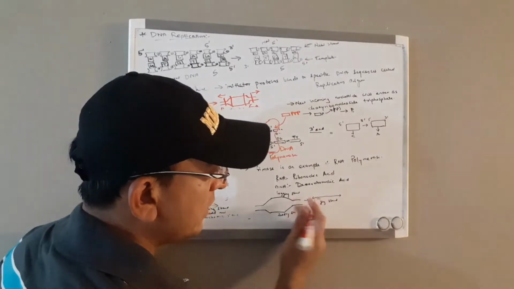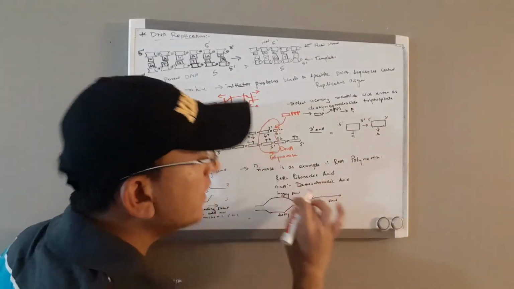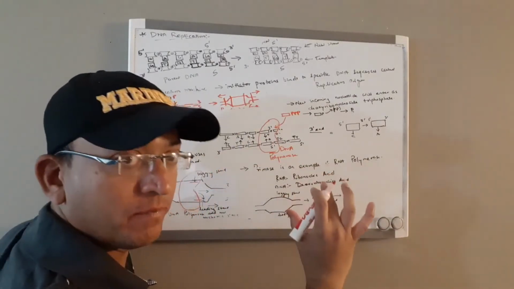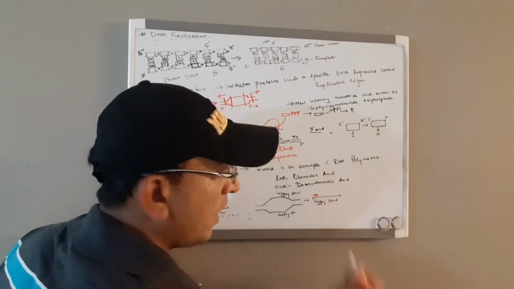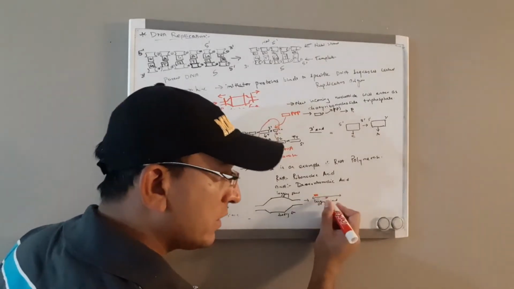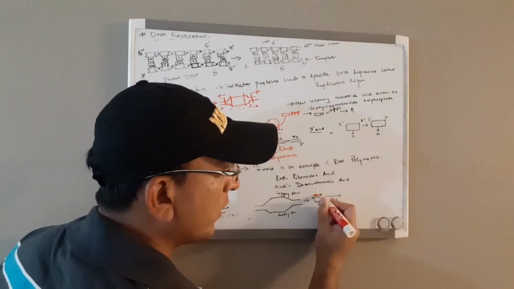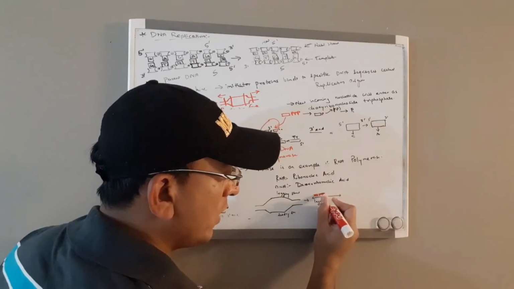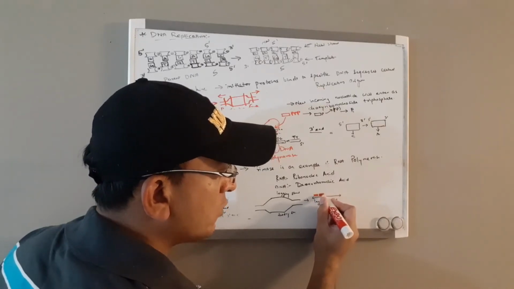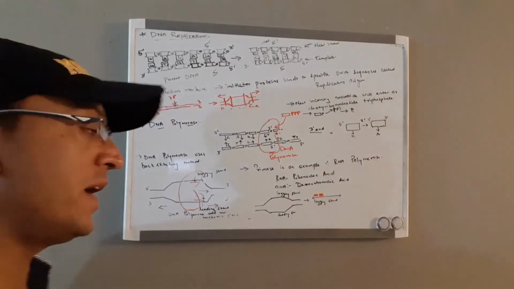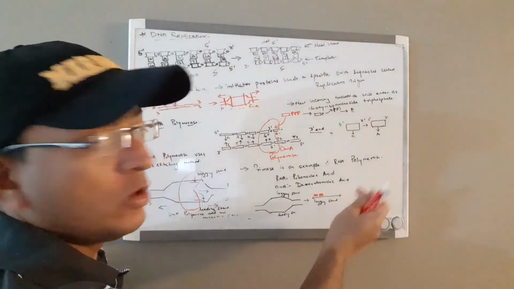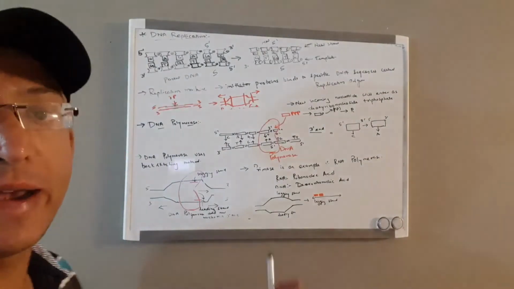For example, as the replication fork is moving, it is opening the unpaired bases. So the RNA primer, for example, is dropped here, then the replication fork is still moving. As soon as new unpaired bases come, it drops another one here. So the RNA primers are laid down at intervals along the newly exposed single-stranded stretch.